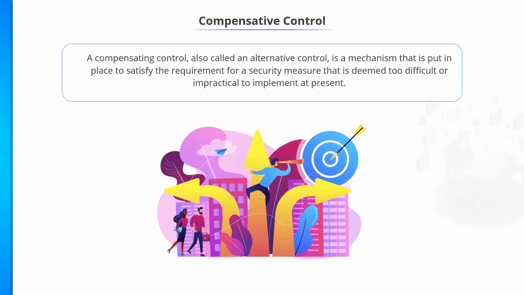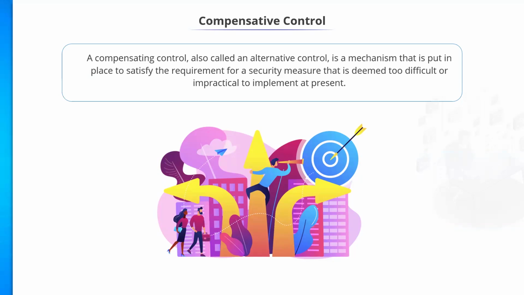Suppose the access card reader is not working and is under maintenance. You cannot stop the entry and exit of people into the data center just because of that. So here you can have a compensatory control. In the case of a security guard, you will make the guard sit with a register in hand, taking note of people entering and exiting the data center and their timestamps.